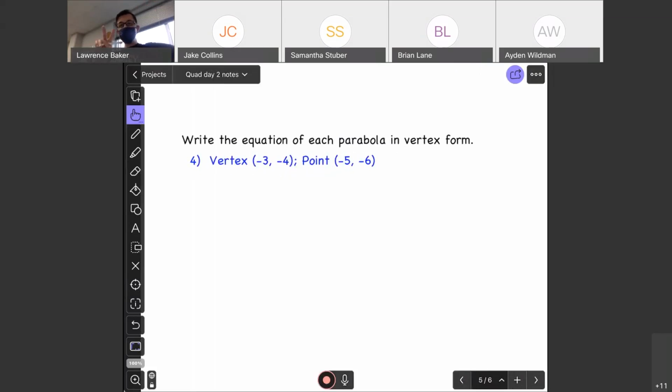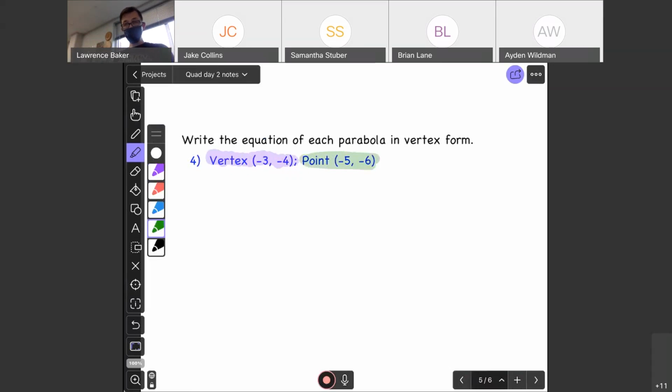Given 2 points on a parabola, how do we write the equation for it? It's kind of like what we did with lines. I gave you 2 points on the line, and we had you find the slope and then find the y-intercept and all that stuff to get the equation of the line. You can do the same thing with a parabola.